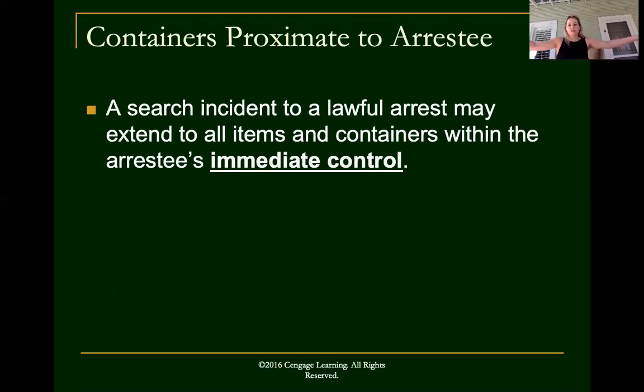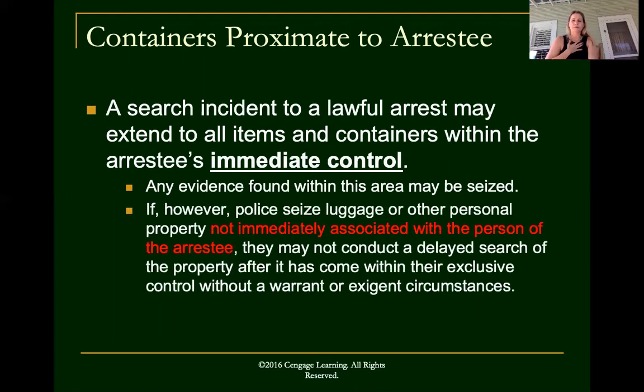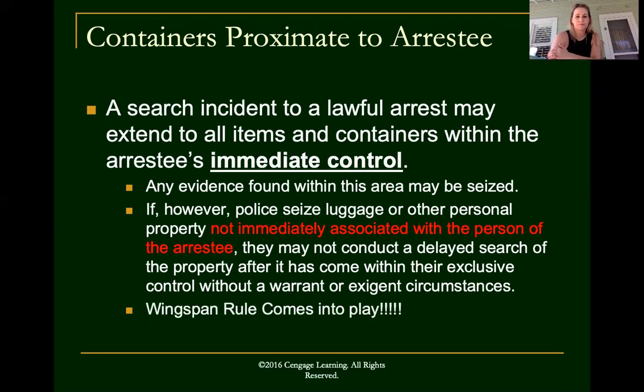Now, again, you can search anything within the person's immediate control, right? So that includes containers. So if the person is getting arrested and they're in their car and they have a box next to them, that is within their immediate control and you can search it. But if it's not immediately associated with the person, say for instance it's in their trunk, that doesn't count, because that person can't, within their wingspan, reach into their trunk from their driver's side in order to access something. So realistically, what can the person reach?